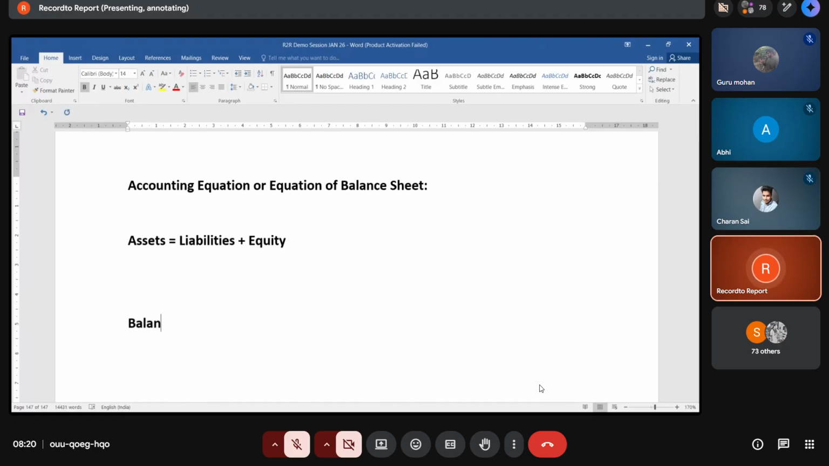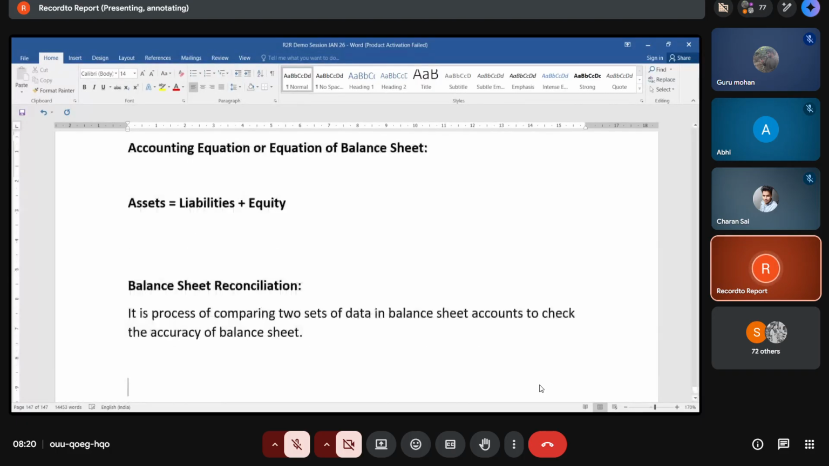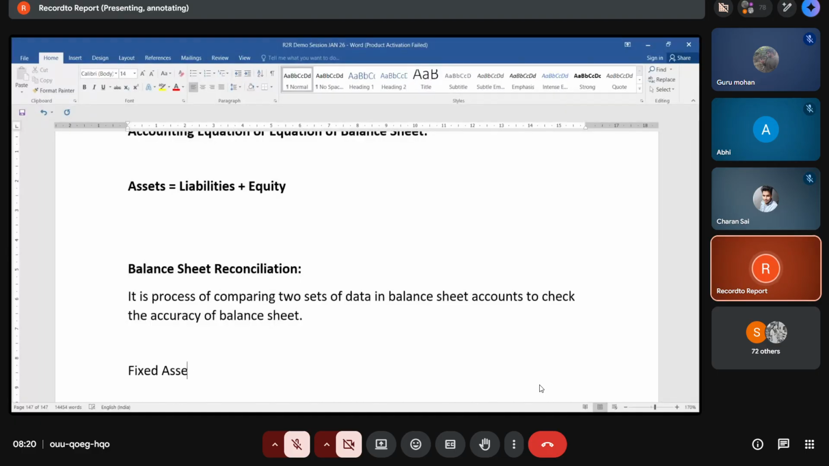See, what is the meaning of balance sheet reconciliation? It is the process of comparing two sets of data in balance sheet accounts to check the accuracy of the balance sheet. Okay. See here, first let's talk about fixed assets reconciliation.